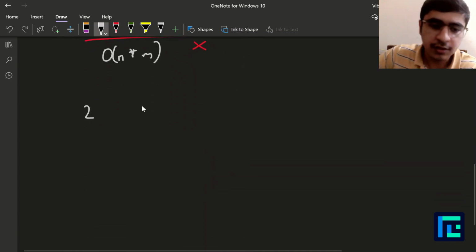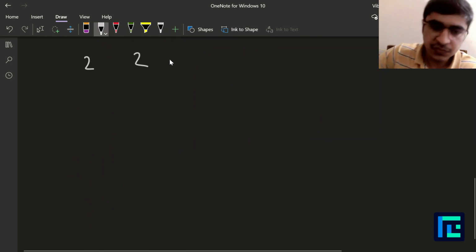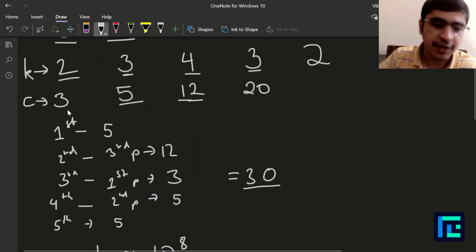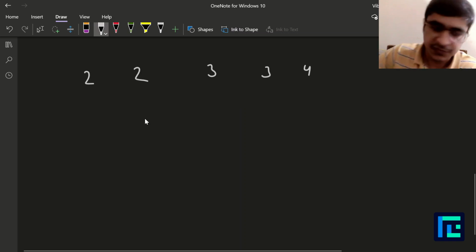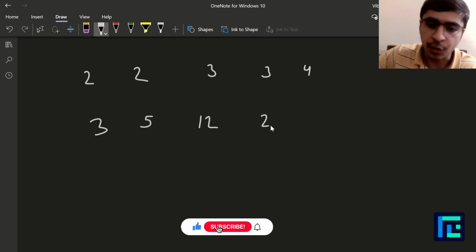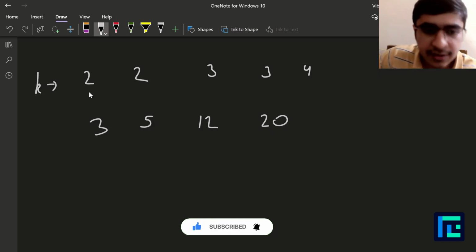Let's just sort it. So we have 2 2 3 3 and 4, and we have 3 5 12 and 20. Okay, now why are we sorting this, or what is the intuition behind this?